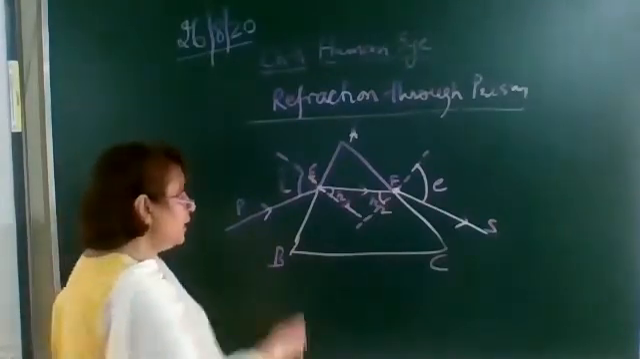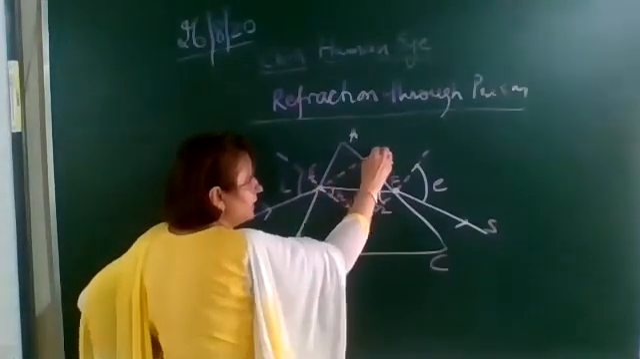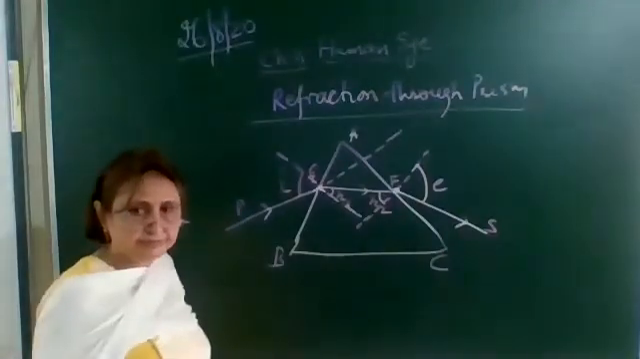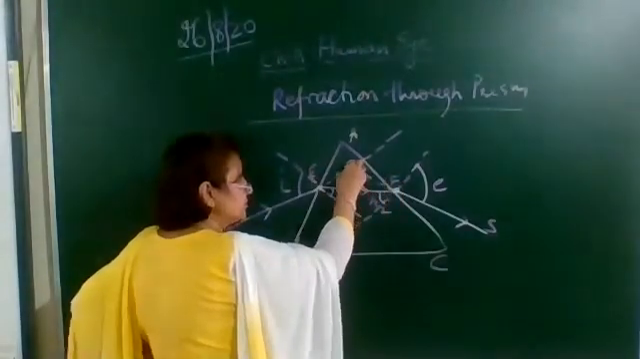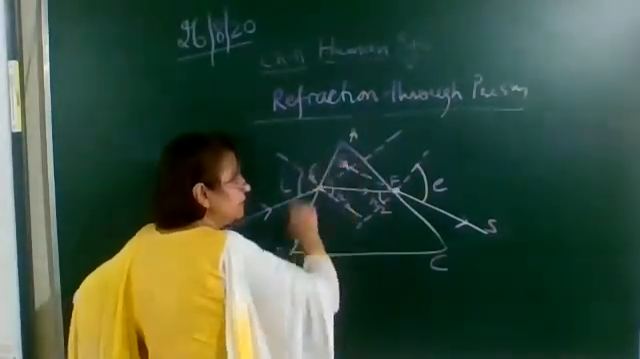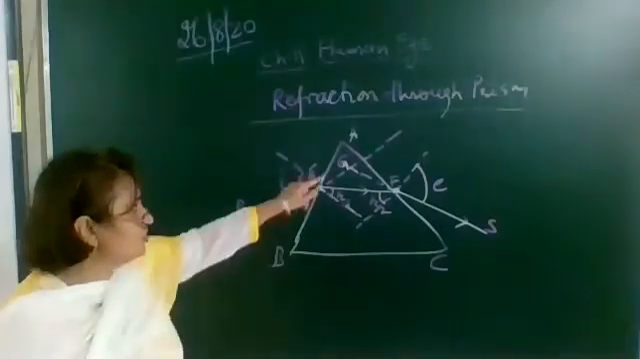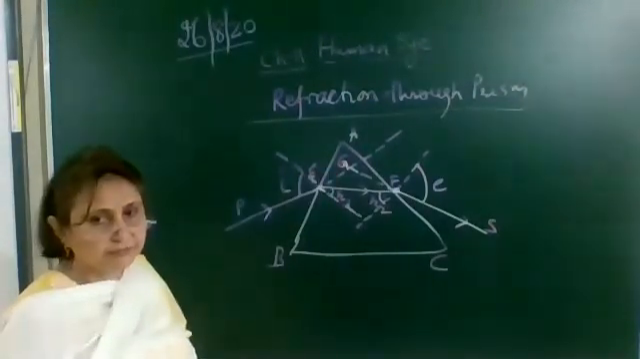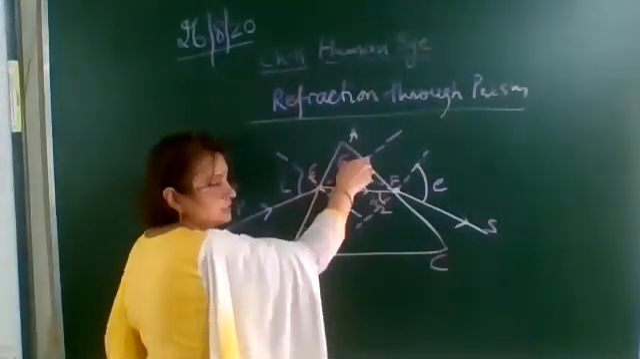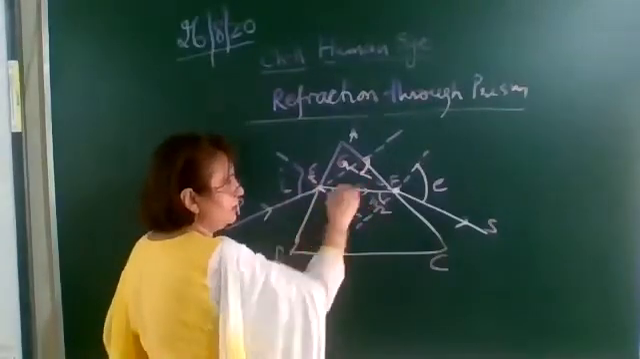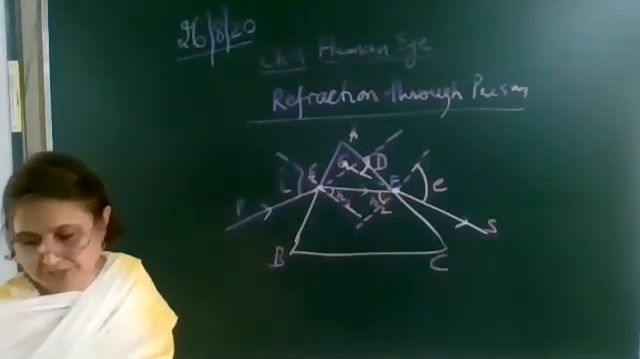Now extend the incident ray. The extended rays are always shown by dotted lines. Extend the incident ray and also extend the emergent ray backwards. Where they meet, write the point as G, as it's given in the book. Now this acute angle formed between them, there is one obtuse angle also, but write the acute angle as angle D, which we call the angle of deviation.